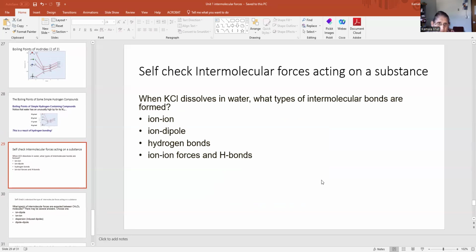Now, there are some self-check questions. Make sure that you do them. So basically, we have discussed the types of bonding that are there. And next, we'll go in depth into how these bonds are formed in Unit 2 for this particular chapter.